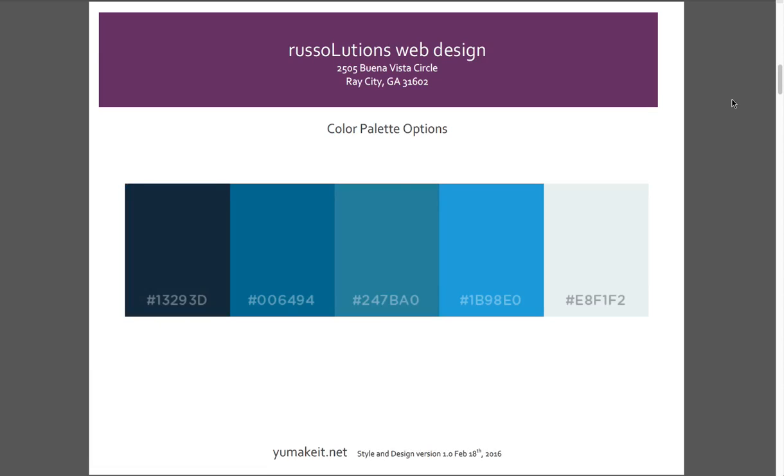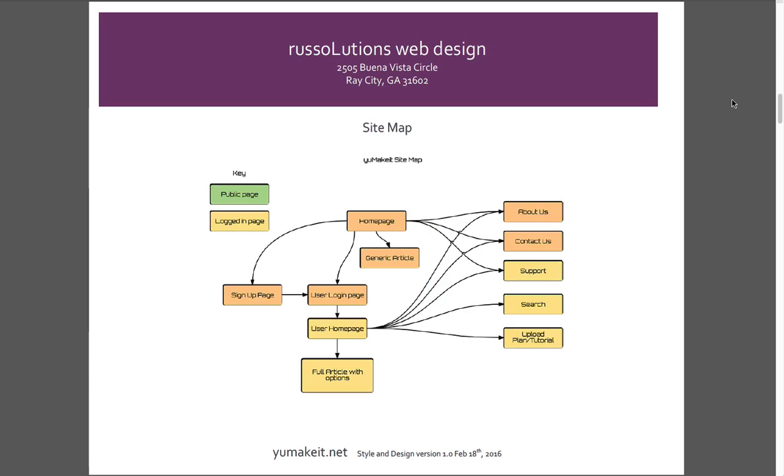I've added the color palette. These are the color options that will be associated with the website. I included the site map just so we can keep track of how the flow is supposed to go and what it's supposed to look like.